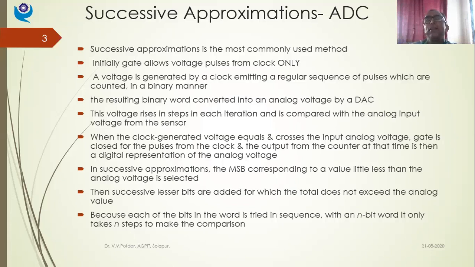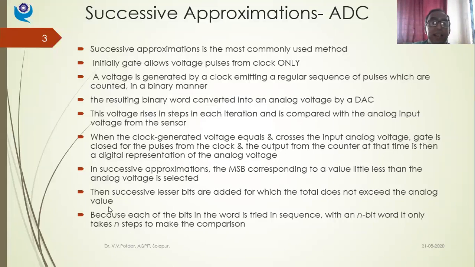That binary number will be converted by my D2A converter into an analog signal. Then it will be compared. When it is equal, the clock gate will be closed, and that 9 volt will be converted into digital form. That will be my binary, or digital, representation of my 9 volt signal.